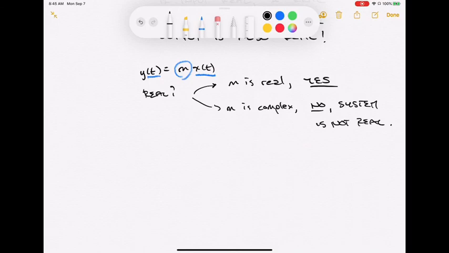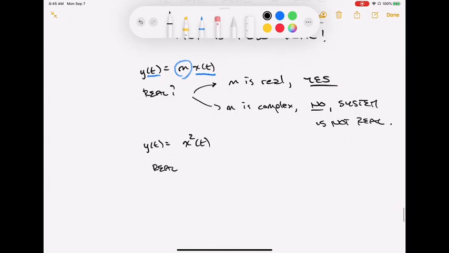How about this one? Suppose I had y of t equaling x squared of t. I squared that guy. Is that real? Well, I think it would be yes. And why do I say that? I say yes because if I take a real number, I don't care what the real number is, that's my x, and I square it, it remains real because I know a real number times a real number is a real. Realness as a property starts with the assumption that you have a real input. And can we guarantee that the output is real? Well, sure. In this particular case, we can, because a real number squared is always real.